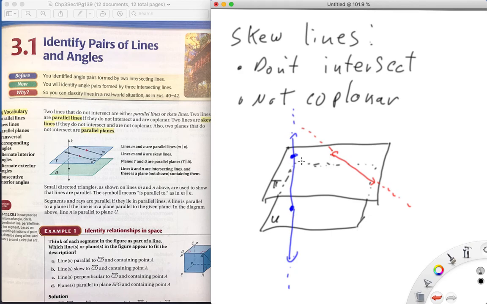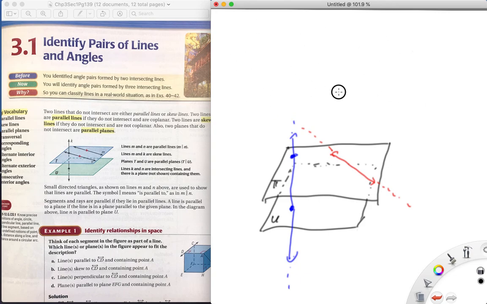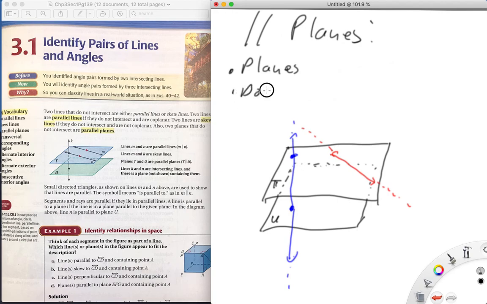We also have parallel planes. These two planes are parallel planes, and parallel planes are planes that don't intersect. Planes that don't intersect.